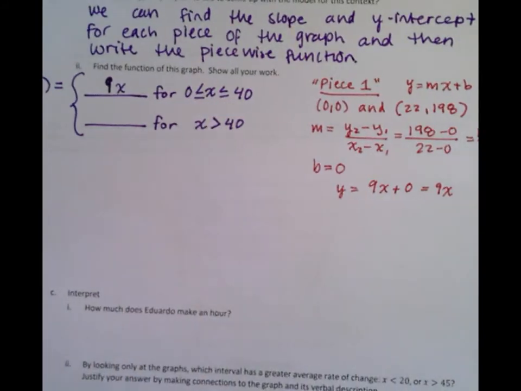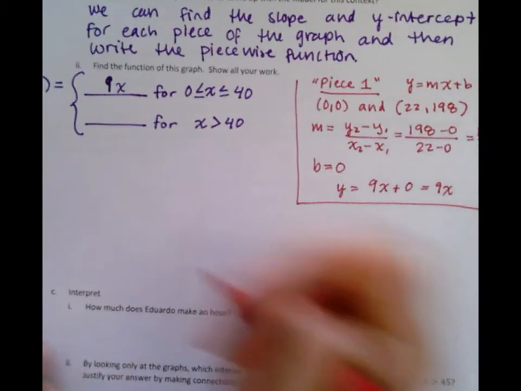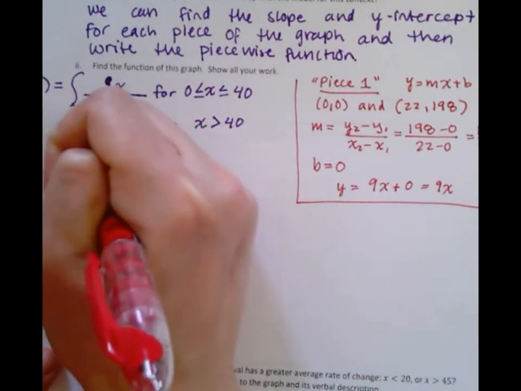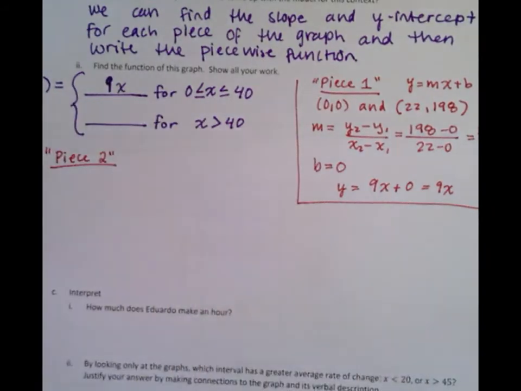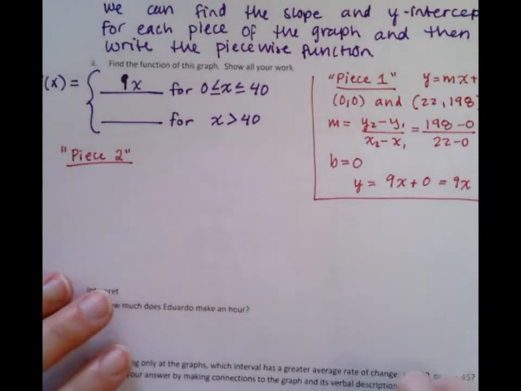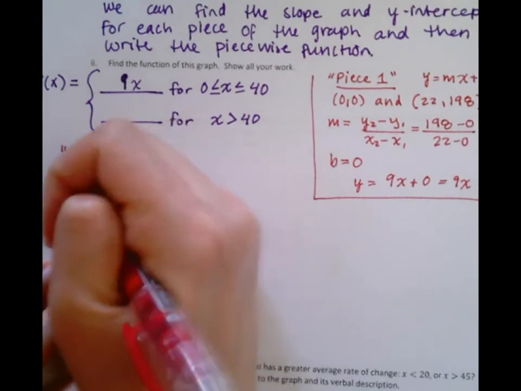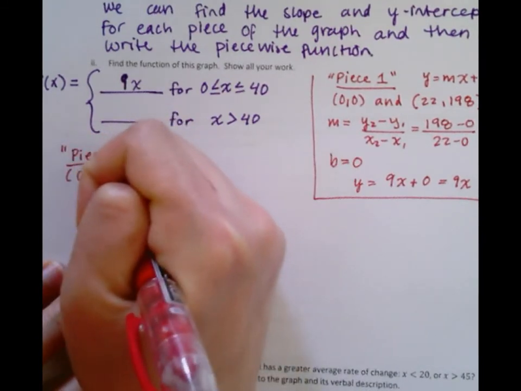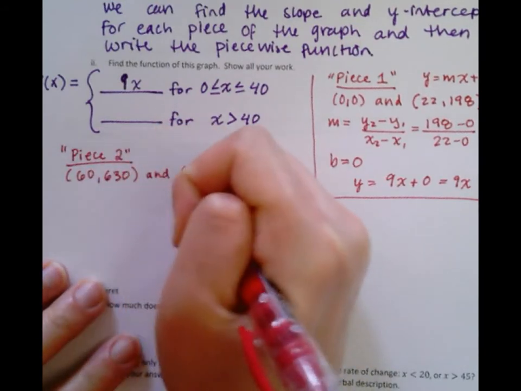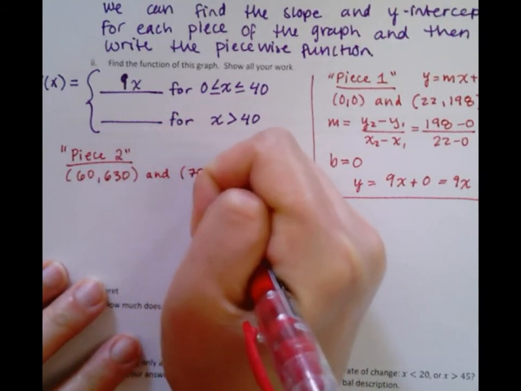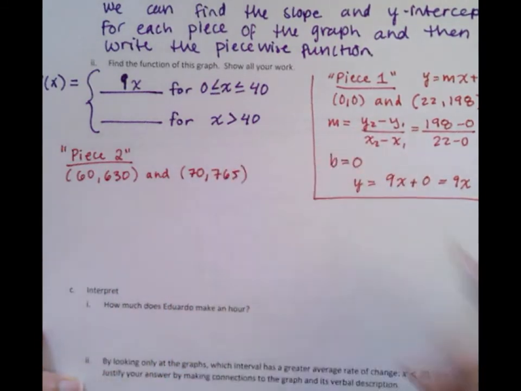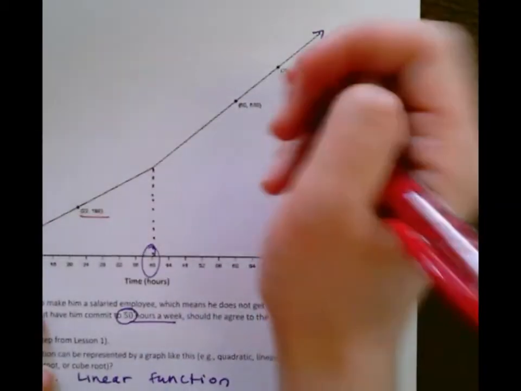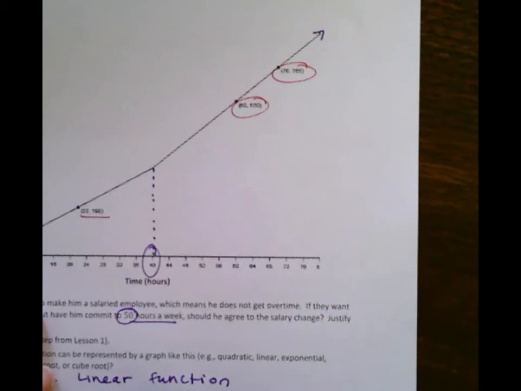Now I need to figure out the second piece. So to do piece 2, I need to go back to the graph and see what points I'm given. If you look at the graph, it's kind of hard to read the points, but the points are 60, 630, and 70, 765. If you're confused about where those numbers are coming from, let me quickly show you on the graph. Those are these 2 points. The idea is I'm going to find the slope between those 2 points, and that's going to be the slope of this second piece of my function.